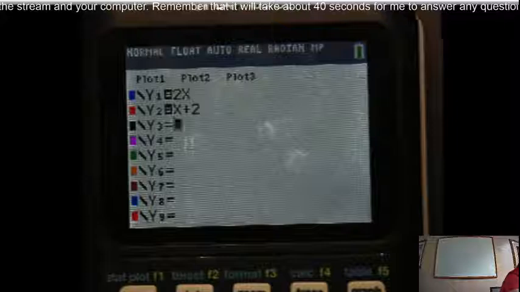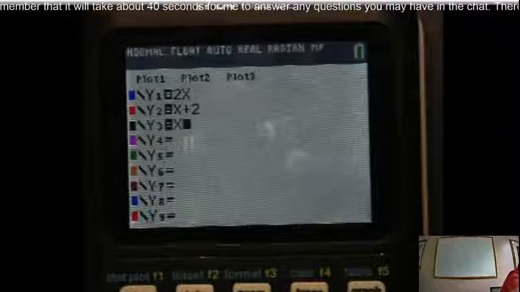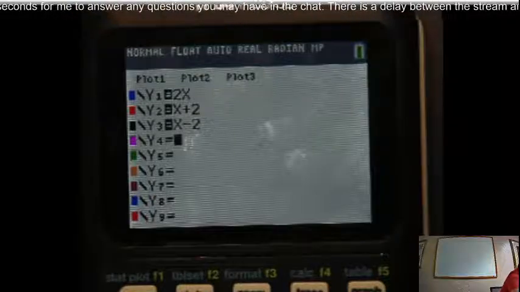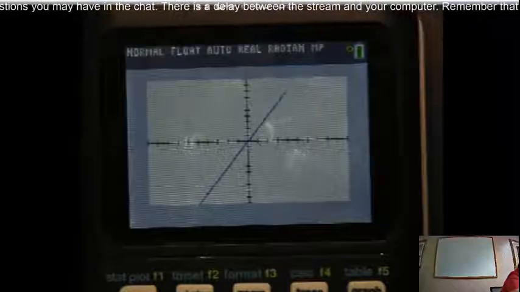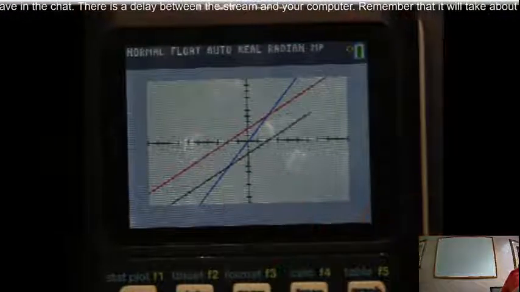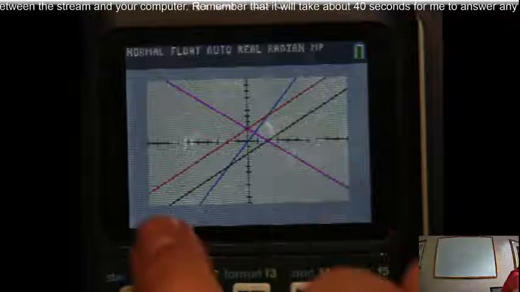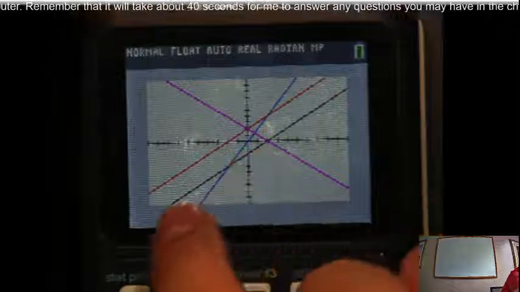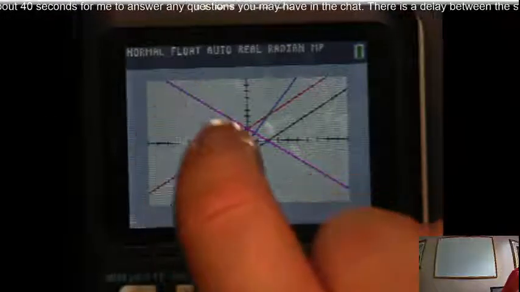So how about f minus g? Now, these came out to two different things. F minus g was x minus 2, and g minus f was negative x plus 2. So there's our f and g. So we've got, again, this is our f minus g, which was x minus 2. This is our g minus f, which is negative x plus 2.